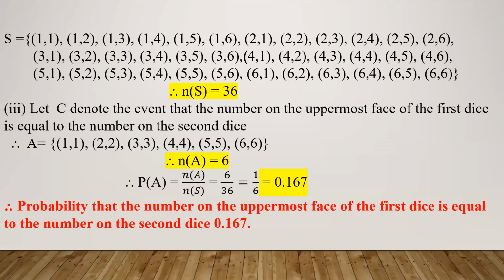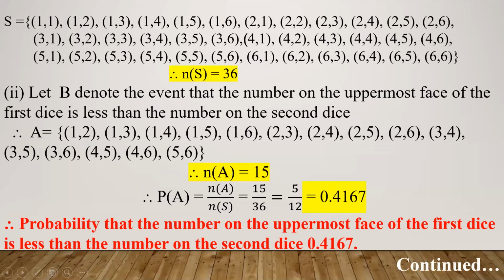Let us see the second one. What is the second one? You call this an event B. So let B denote the event that the number on the uppermost face of the first dice, this time we want less than the number on the second dice. So what is this event?